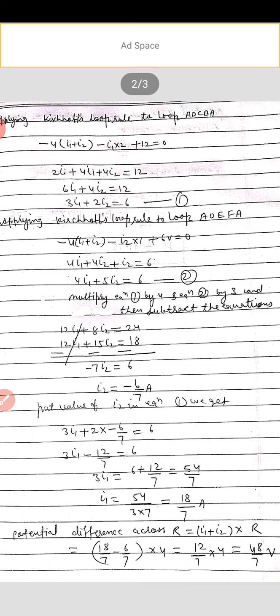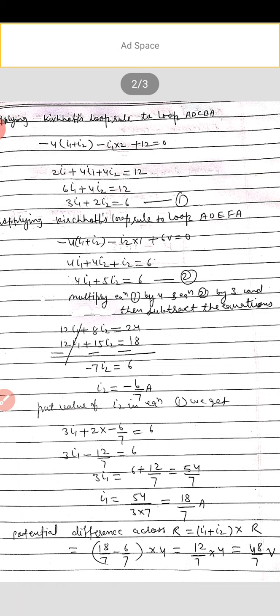multiply equation first by 4 and equation second by 3, and after that subtract the equations. Then we get 12I1 plus 8I2 is equal to 24, and 12I1 plus 15I2 is equal to 18. On subtracting the equations, we get minus 7I2 is equal to 6, and I2 is equal to minus 6 by 7 ampere.